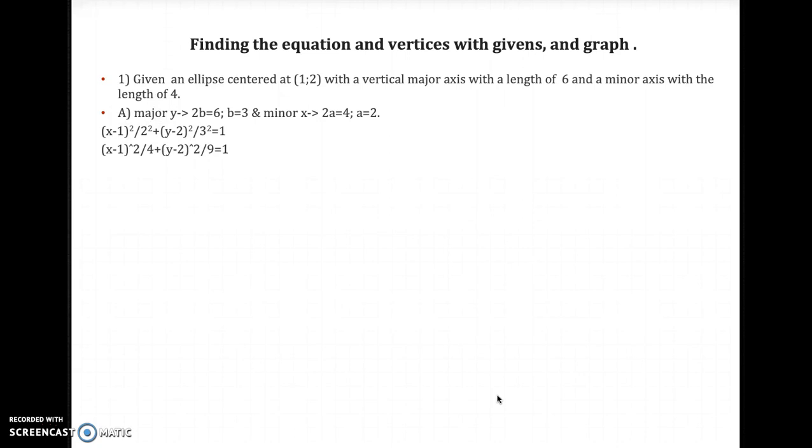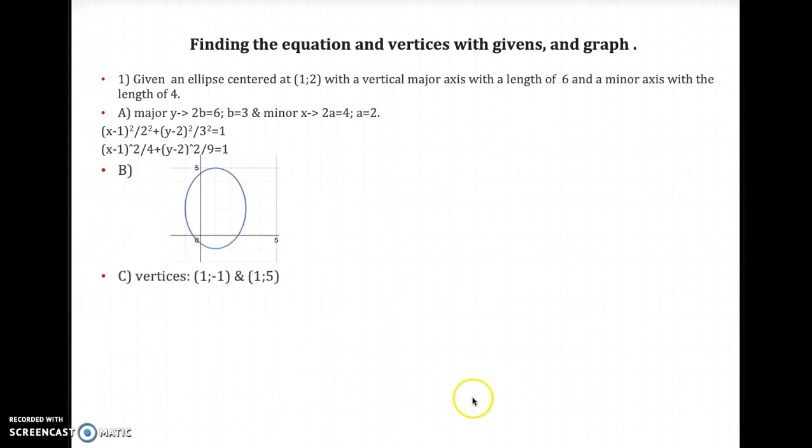So our formula will look like this: (x minus 1) squared over 2 squared plus (y minus 2) squared over 3 squared equals 1. That is, (x minus 1) squared over 4 plus (y minus 2) squared over 9 equals 1. So our part b is going to be the graph, and our graph should look like this. So our vertices from our graph are going to be here: (1, -1), which is here, and (1, 5), which is here.